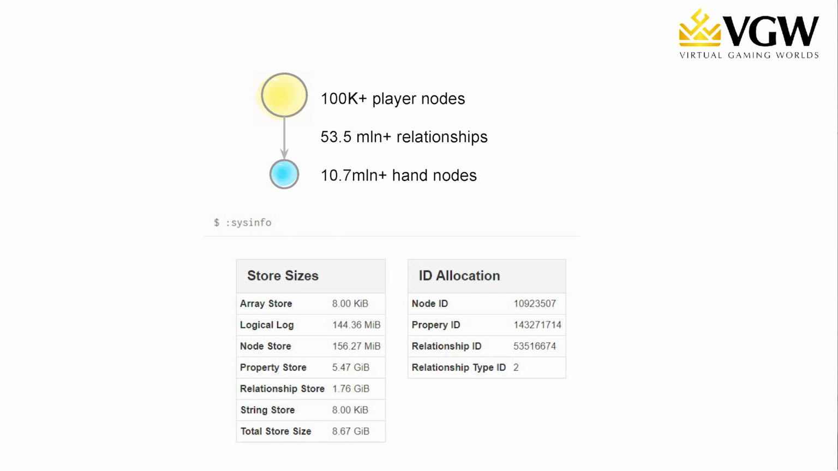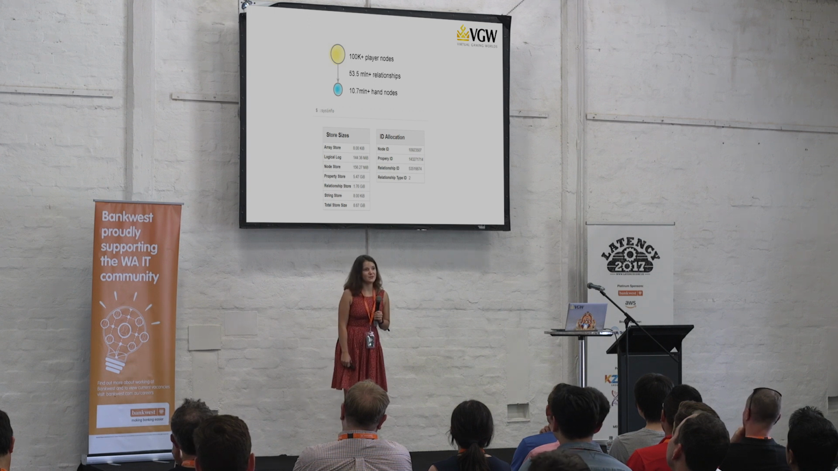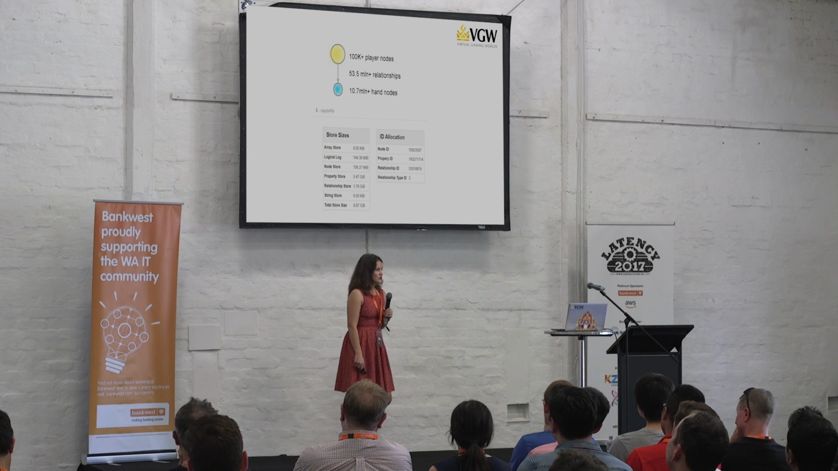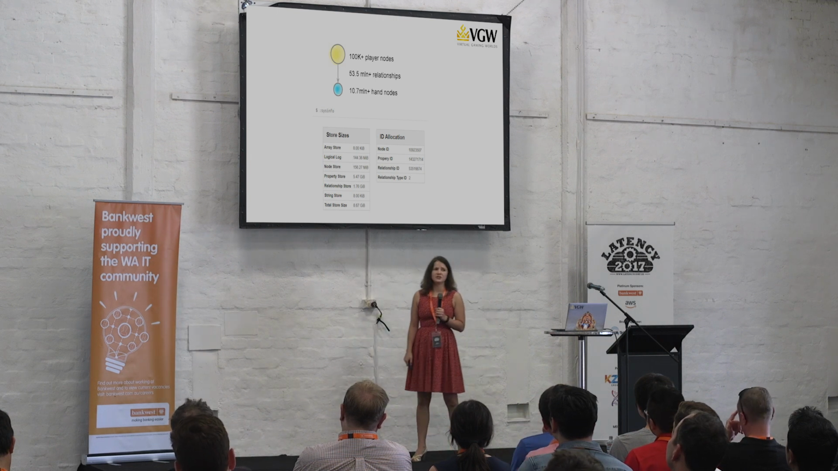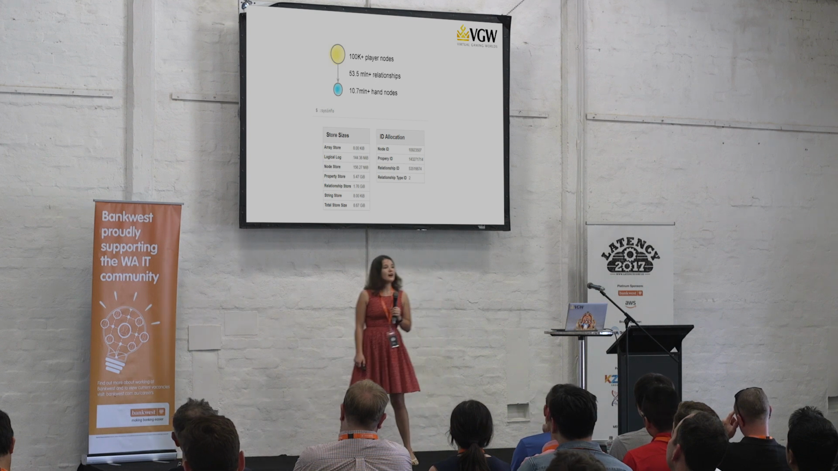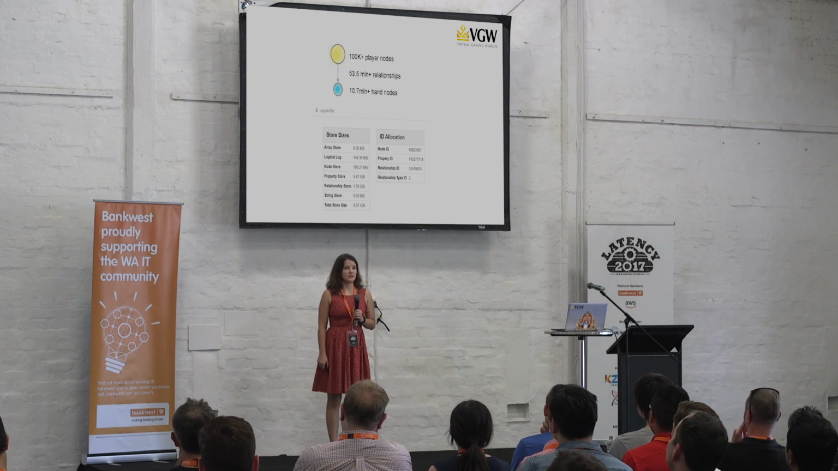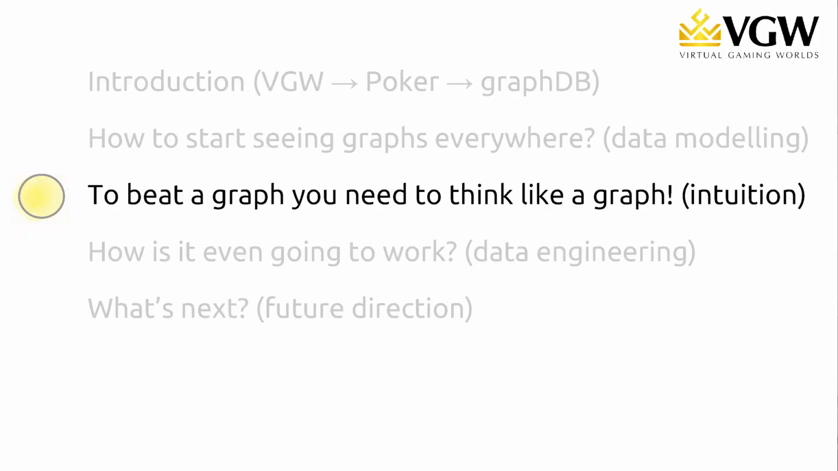We uploaded a subset of our hand data, so it's 100,000 players and over 10 million hands and about 53 million connections, which makes sense because on average there are 5 people around the table. The total store size was about 9 gigabytes, which is peanuts for Neo4j. There are examples where it processes terabytes of data.